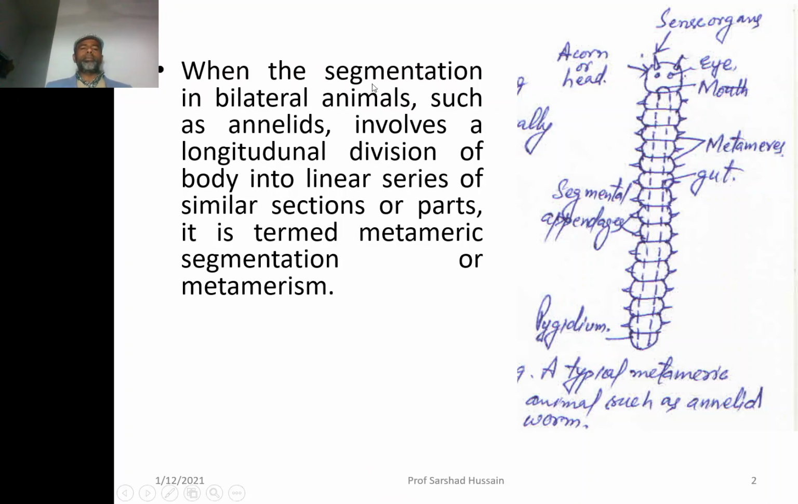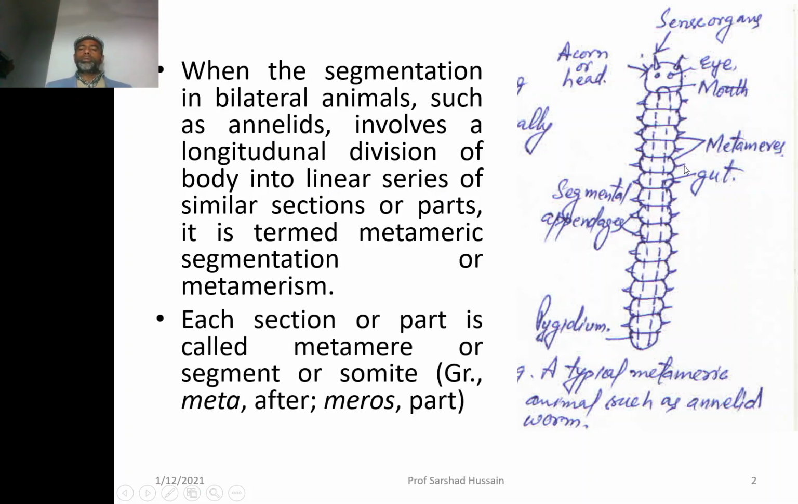When segmentation in bilateral animals, animals which can be divided into two equal lateral halves, involves a longitudinal division, you can see a longitudinal division of the body into a linear series of similar sectional parts. It is termed metamerically segmented. So if a longitudinal body is in turn divided into many parts, this is called metameric segmentation, or metamerism.